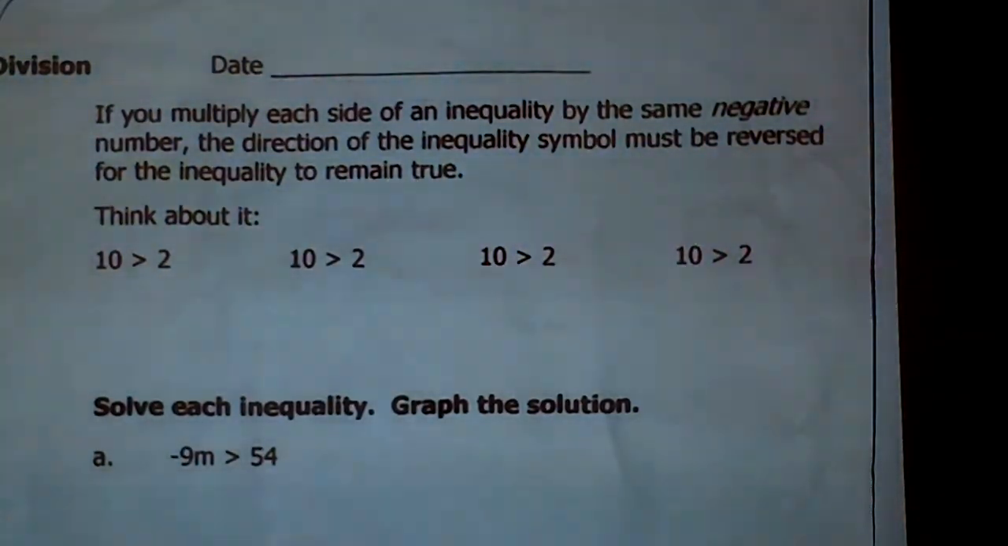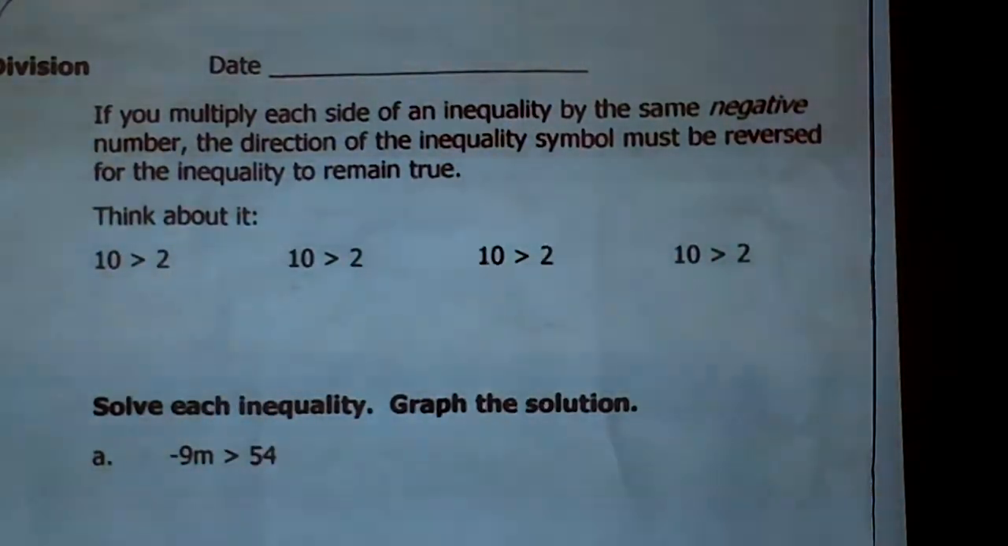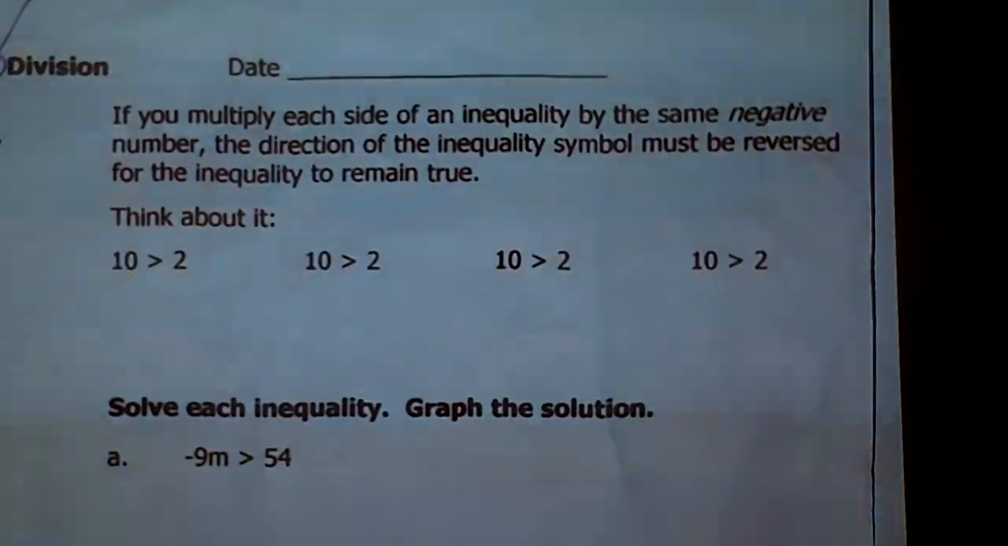And if you think about it, we have used addition, we've used subtraction, and we have used multiplication and division, but we never had to multiply or divide by a negative. All those other ones had positive values that we had to multiply or divide by. So to get you to see why this happens, I have 10 is greater than 2. I wrote it a couple of times because I'm going to use a couple of illustrations here.